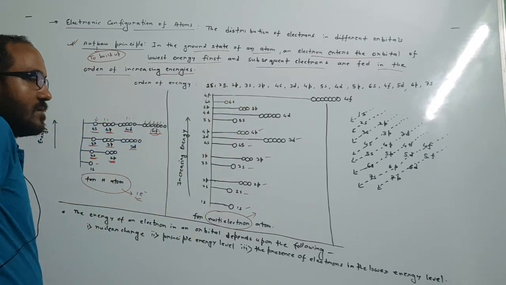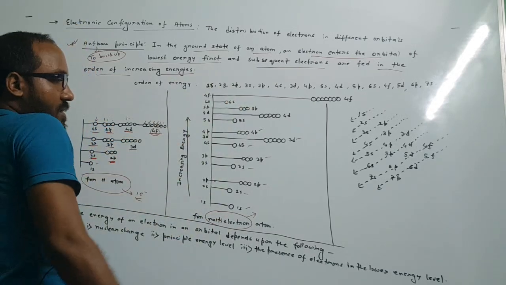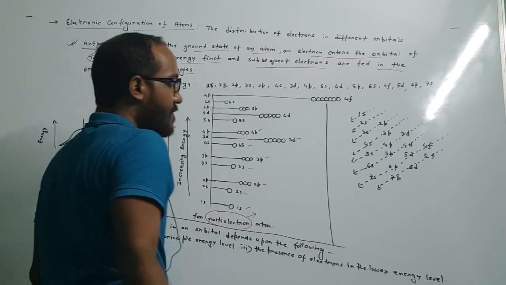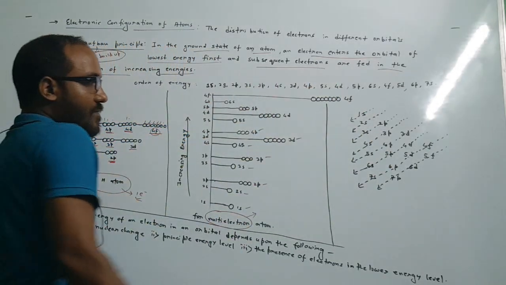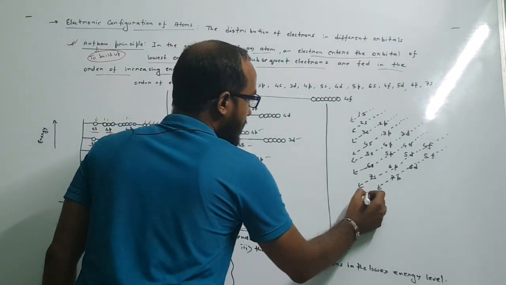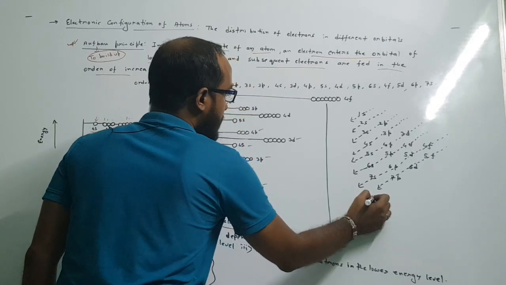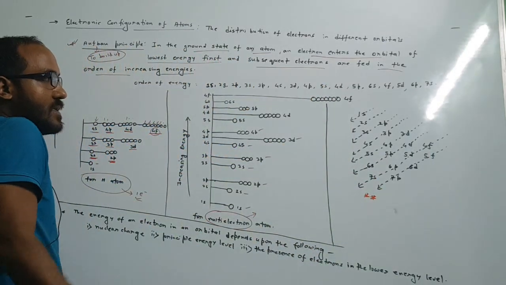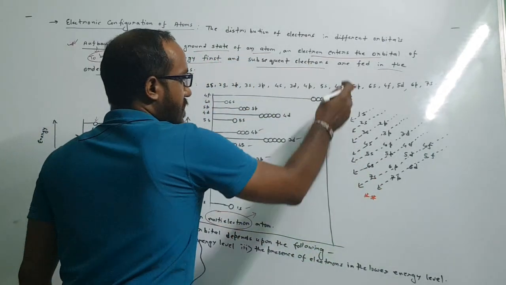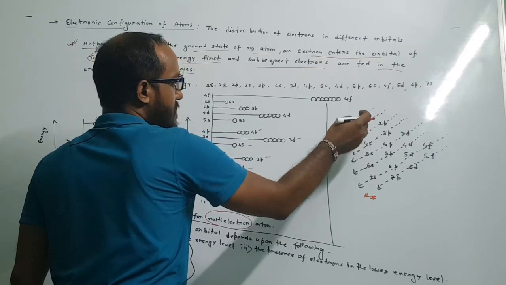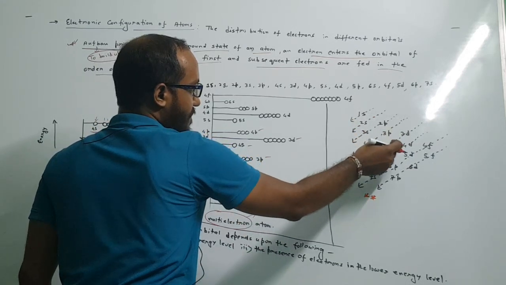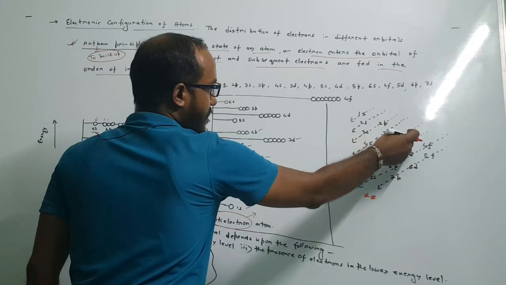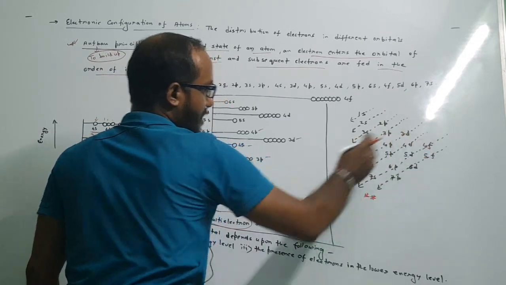How to remember? You don't have to remember this diagram. You have to remember this technique. This is a very important technique you have to remember. Write down something like this: 1s, 2s, 3s, 4s, 5s, 6s, 7s, then 2p, 3p, 4p, 5p, 6p, 7p, 3d, 4d, 5d, 6d, 4f, 5f.